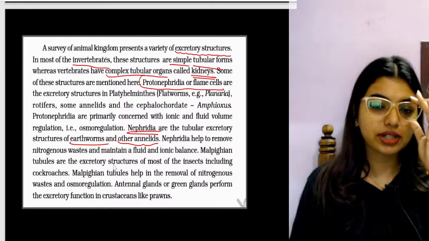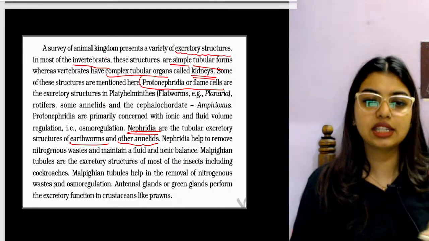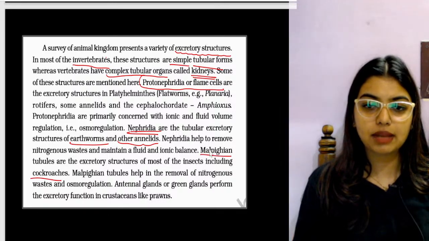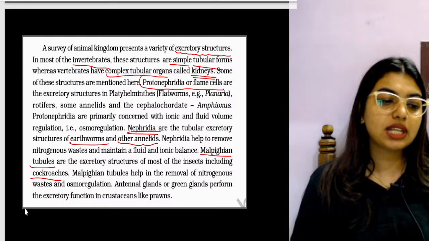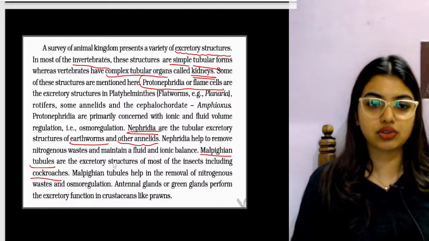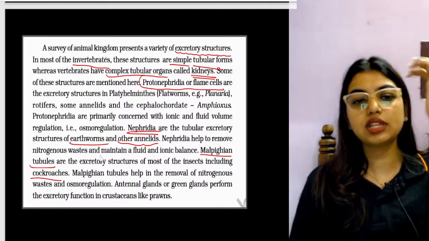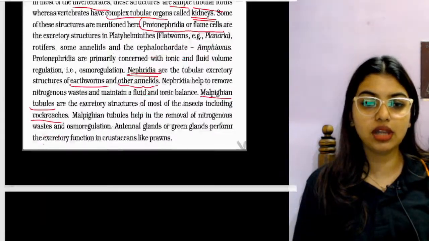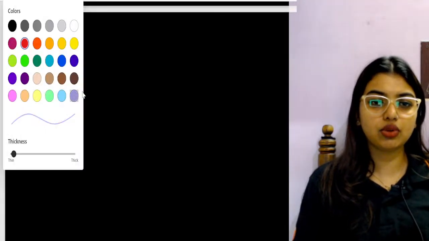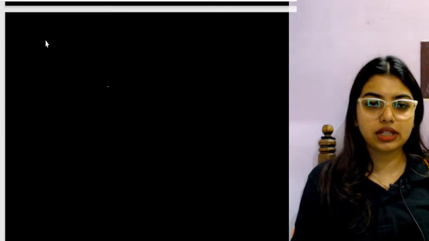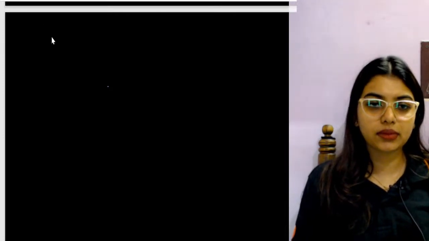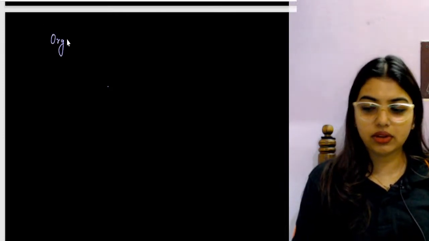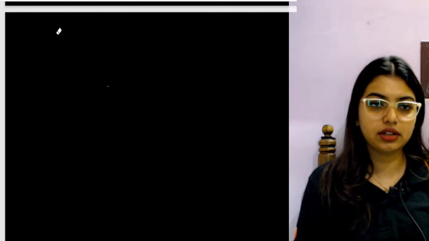Malpighian tubules are the excretory structures of most insects, including cockroaches. They help in removal of waste and osmoregulation. Antennal glands or green glands perform the excretory function. So this box you should learn, and after that you do not have to worry at all. Okay, let's start. Let's write the organism, or the excretory organ.